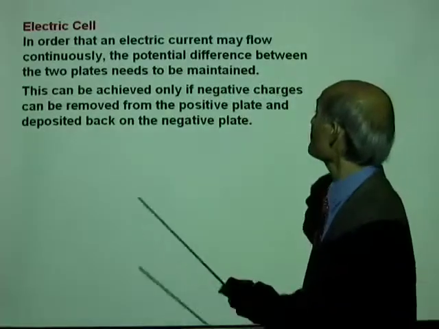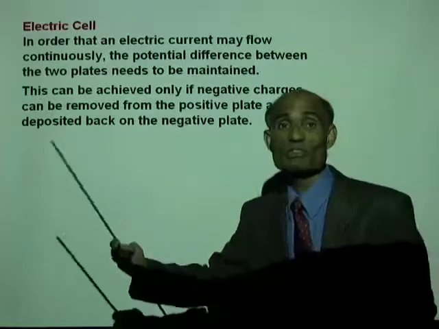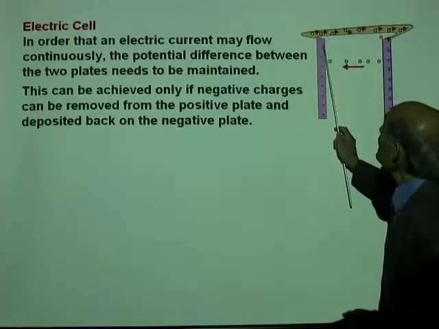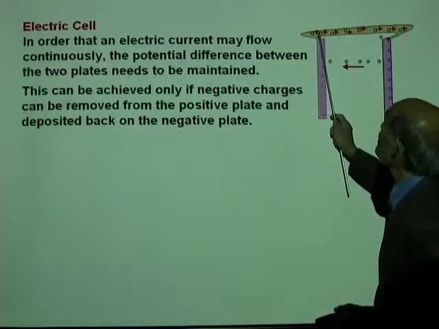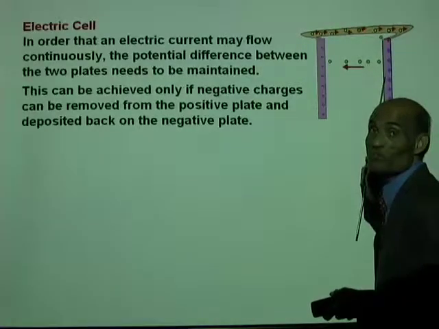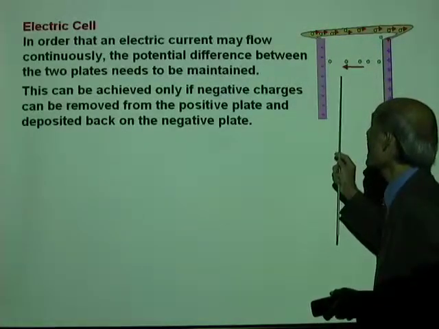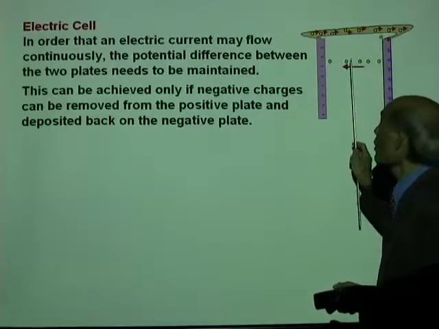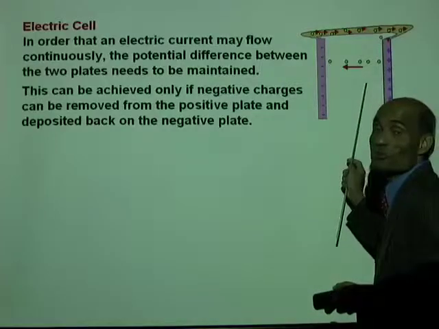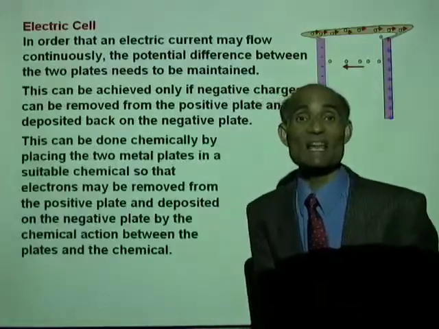Now this can be achieved only if negative charges can be removed from the positive and deposited back in the negative. You see, as negative charges drift from the negative plate to the positive plate, in order to maintain the potential difference, you need to remove negative charges from the positive and put it back in the negative. So this is the external conductor, and you need to do this internally through the cell. And that is what the chemical action in the cell does.